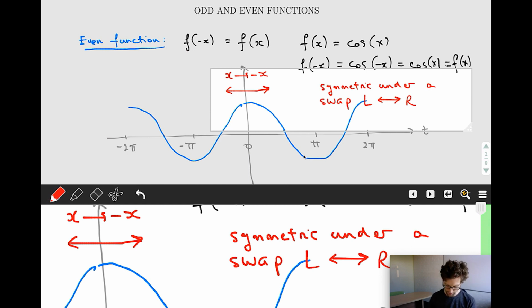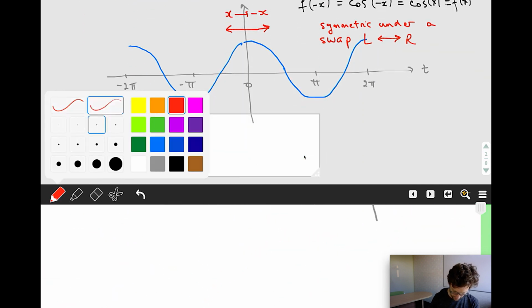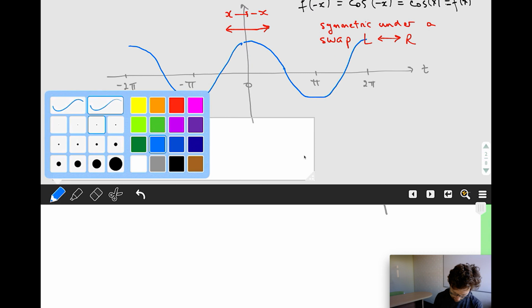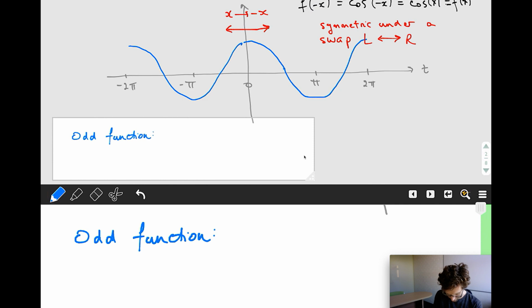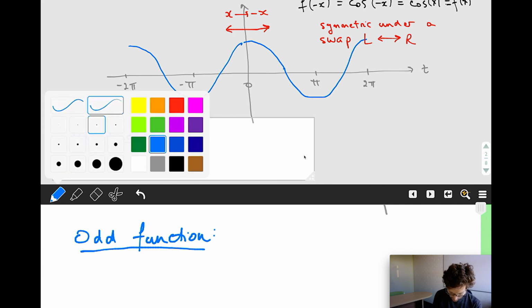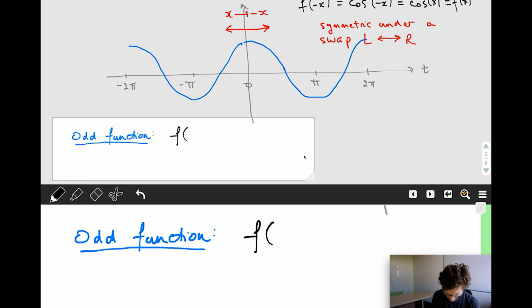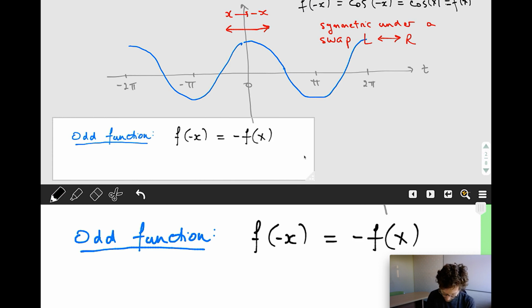Let's see what an odd function would look like. So first of all, I'll define it, I'll give you an example and I'll sketch it. So the definition of an odd function is a function f of x that has the property that when I swap the sign of x, that is, I replace x everywhere with minus x, I get my function back, but with a minus sign in front. So I swap the sign of x, and that ends up swapping the sign of my function.